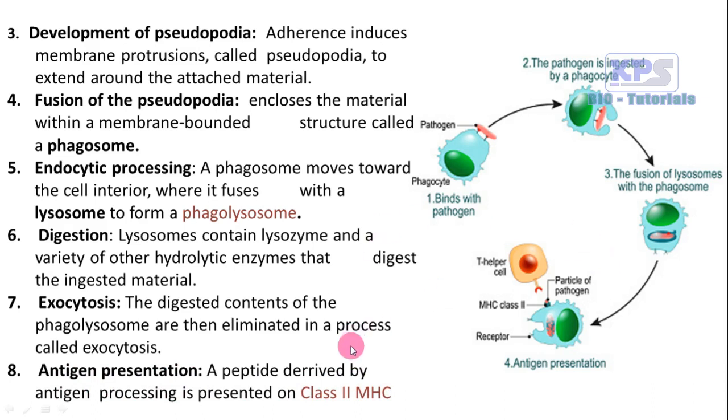The T helper cells can recognize the antigen presented on class 2 MHC molecules and it will elicit cell-mediated immunity. So this is about the whole steps of phagocytosis by a macrophage.